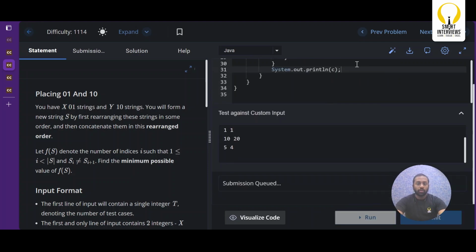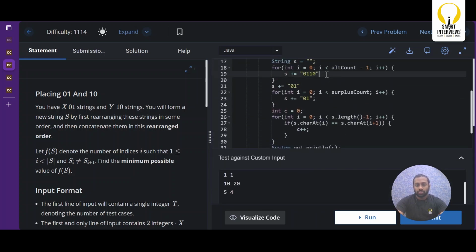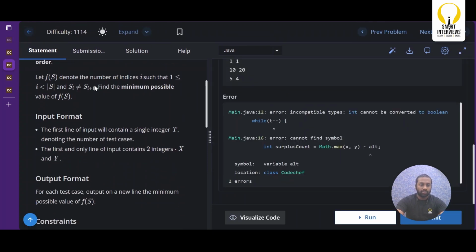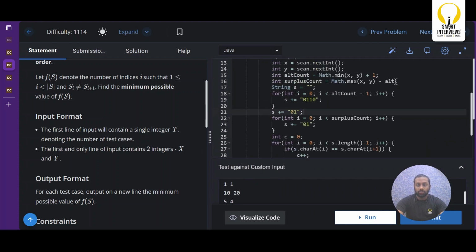Again, why are we taking the optimal string? Because for the optimal string, that is for the alternating fashion, I identified that, okay, we missed semicolons here. I identified that for the alternating pattern only, I'm going to get the minimum possible value of f of s. So I'm trying to replicate the same thing in code. Forgot alt count here.